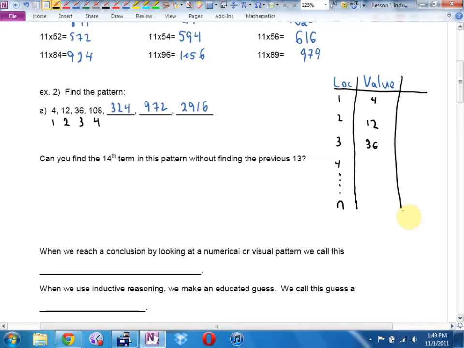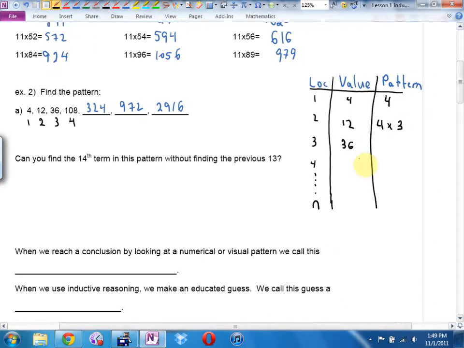Now, in the third column, I'm going to write the pattern. The first number is just 4. But how did you find the next one? So you went 4 times 3. How did you find the next one? I'm going to write that as basic as possible. Here's what I really think you did. Don't write this down. I think you took the original one and you times that by 3. Except, what's an easier way to write 3 times 3 with a lot less work?